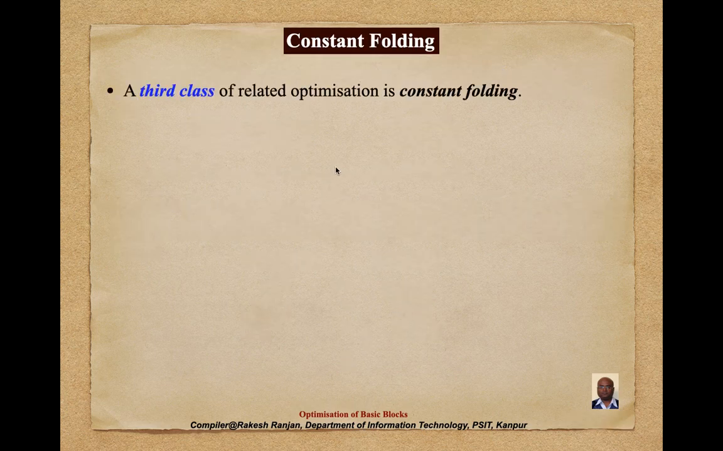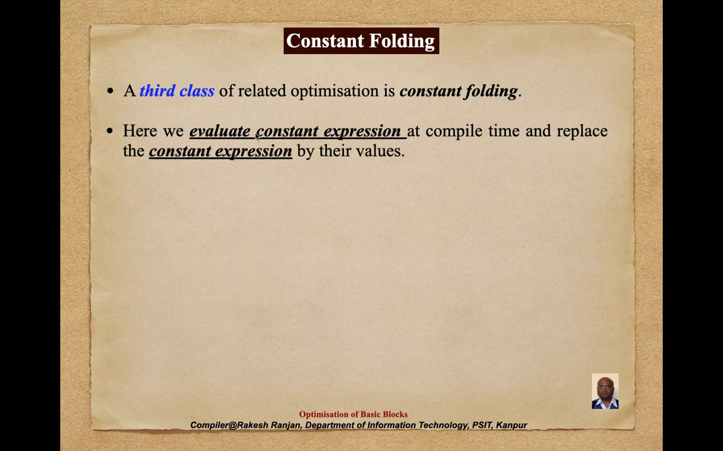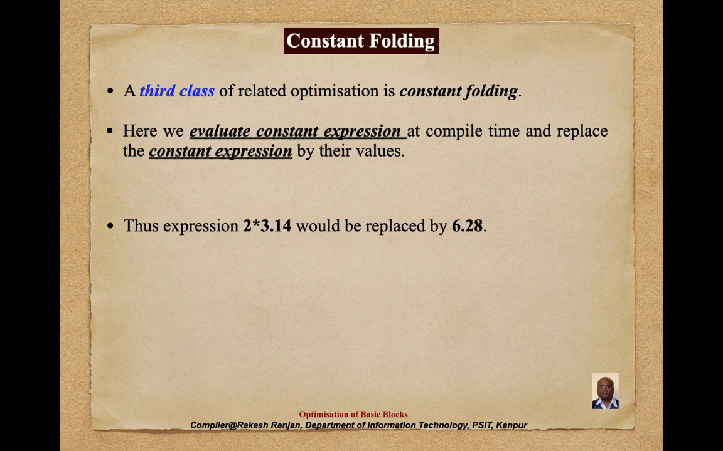Next we have constant folding. In the case of constant folding, we evaluate the constant expression at compile time and replace the constant expression by that value. So we can use 2 into 3.14, and 2 into 3.14 can be replaced by 6.28. If it is used at 100 places, in place of 2 into 3.14 we can directly take the value 6.28.